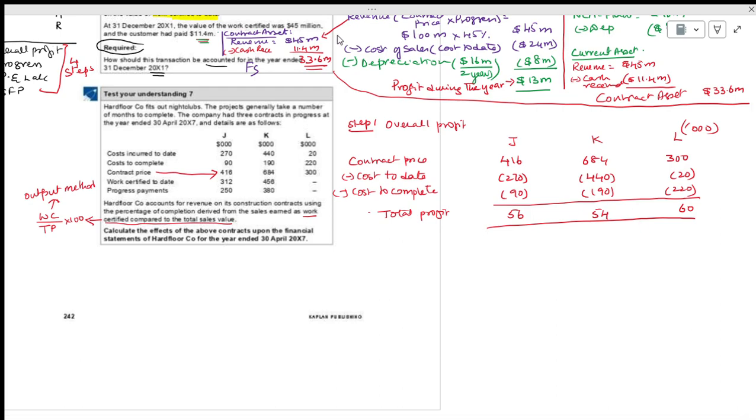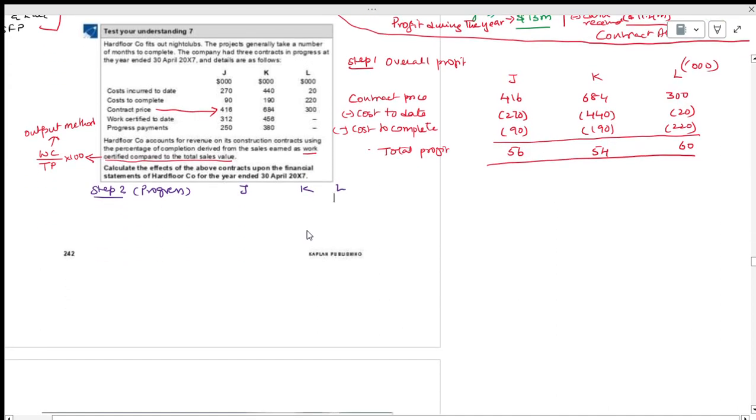Next step. I am writing here step 2, progress, for J, K and L. Next, what is the formula? The formula is work certified. Write it down. If I am not writing, don't say that you should not write. You have to write work in progress. How much is the work certified?